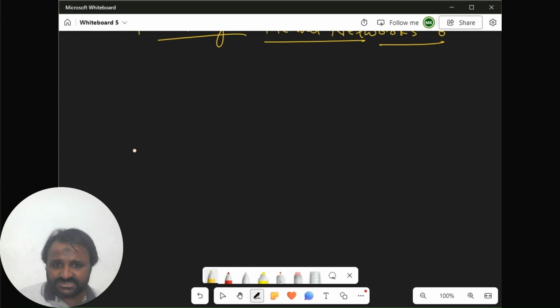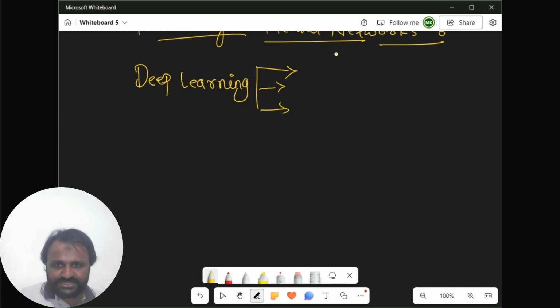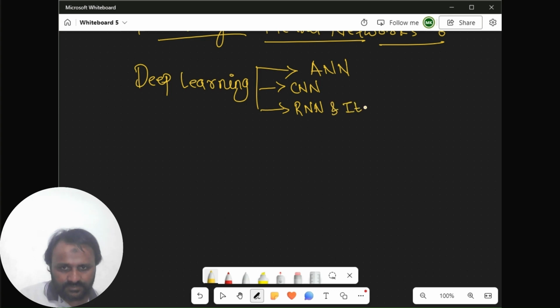So I can divide deep learning into three parts. The first one is ANN, artificial neural networks. The second is CNN, and the third one is RNN and its variants.